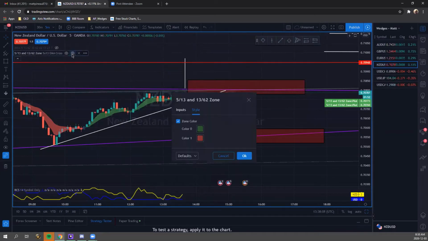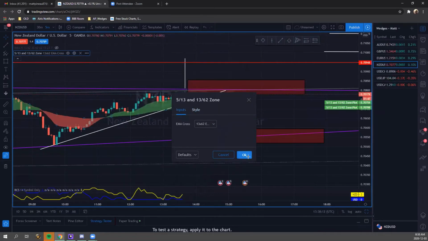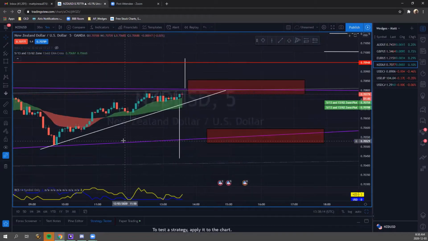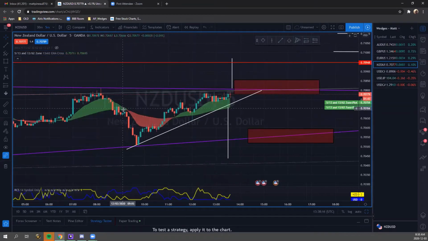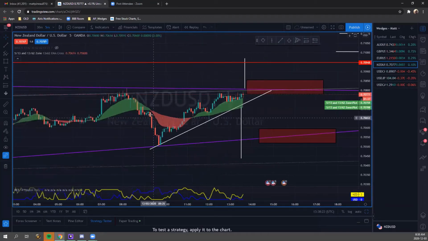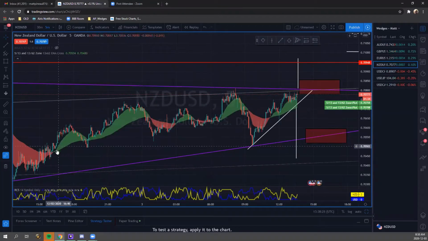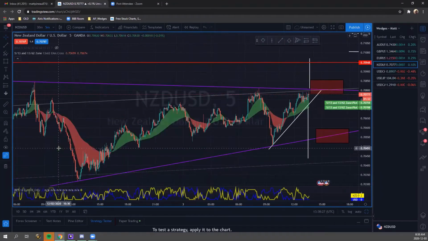Let's switch that to 13 62, because I like that one better. You see how the cross, boom, and the cross, and then we got a gap here. As that gap widens, it means momentum is going more to the upside. See, we could have something like this happen. We could have it come here, and then it breaks below, and then it comes up. It could do the same thing here. It could come up.